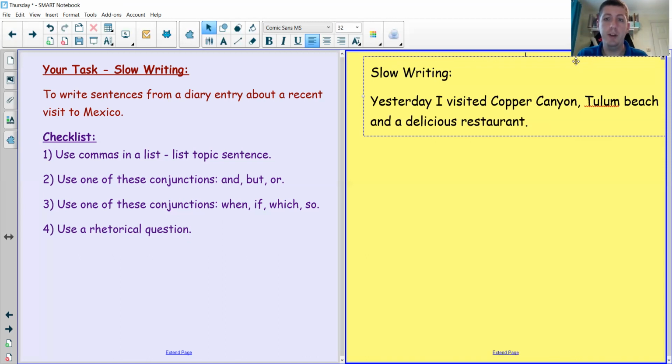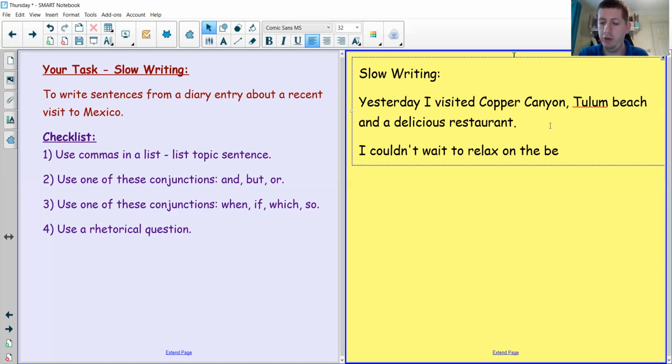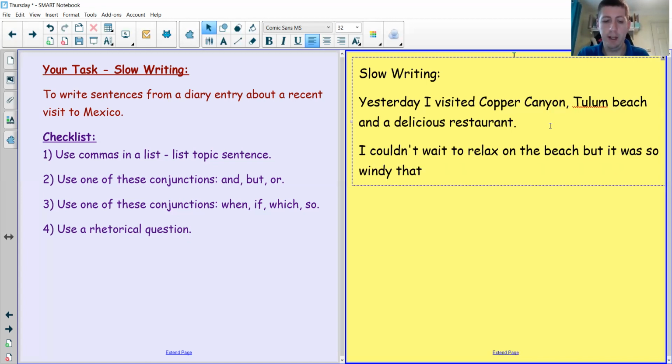Okay, we're going to move on to our second sentence, which is to use one of the conjunctions and, but, or. So I'm going to challenge myself to use but. I might also use and in the same sentence as well. Let's see. So I'm going to say, I couldn't wait to relax on the beach. But, what would be a bad thing about being on the beach? Oh, I know. It was so windy that the sand flew everywhere and I had to leave.